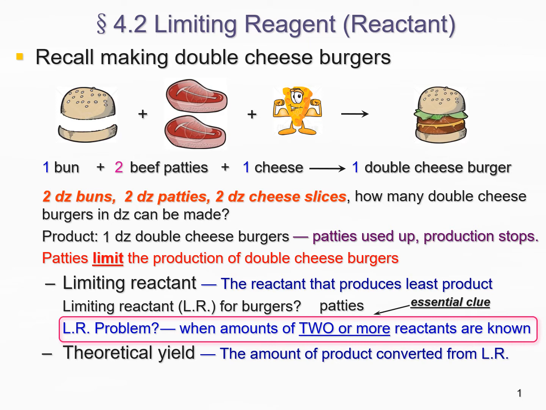Speaking of theoretical yield, this is the amount of product converted from the limiting reactant. Once I say converted, that means mathematically converted. That means 100% conversion. So the theoretical yield in making double cheeseburgers according to our recipe and the amount of each reactant, everybody knows, is going to be 1 dozen.